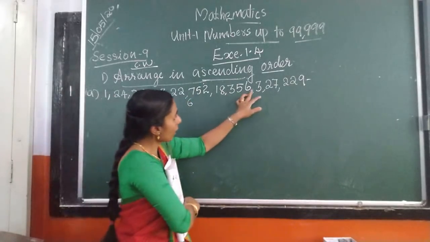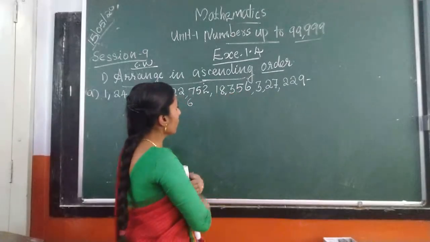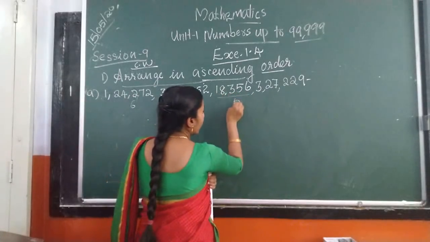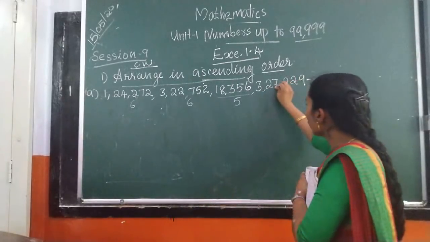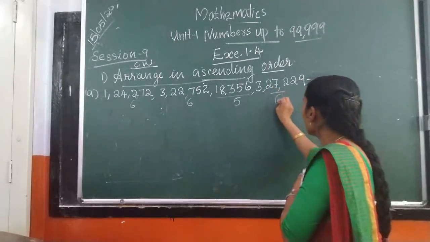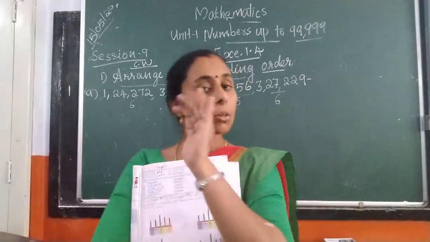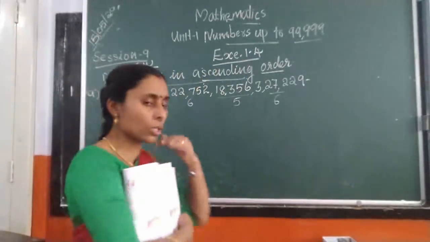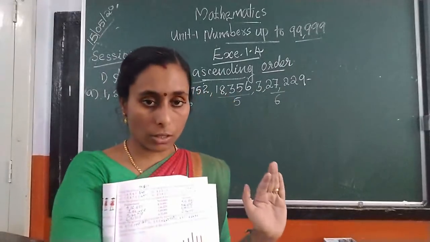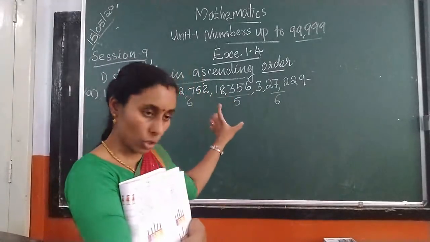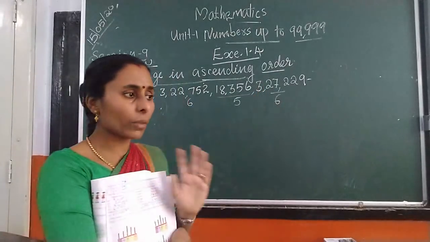And 1, 2, 3, 4, 5. But here this number only has 5 digits. And here how many digits? 1, 2, 3, 4, 5, 6. Here also a 6 digit number. Okay? First we have to count, no need to write this one, just keep it in your mind, which numbers have fewer digits. No need to write in your questions like this, 6 digit, 5 digit, 6 digit, just keep it in your mind.